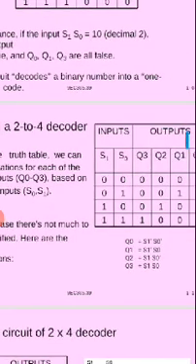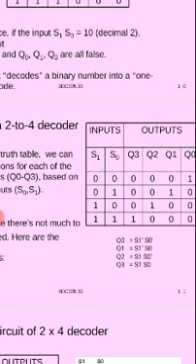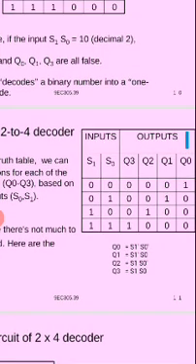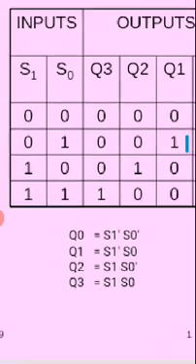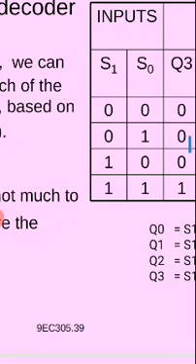For this, here there are equations. For Q0, S1 complement S0 complement, for Q1 S1 complement S0, for Q2 equal to S1 S0 complement, for Q3 S1 S0. These are the equations from the truth table.